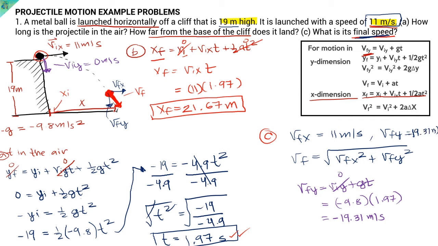And we now have a value for Vfx and Vfy. So let me put it here. Let's try to compute that. Square root of 11 squared plus 19.31 squared. Okay, we can now leave out the negative since it is squared. The answer for that is 22.22 meters per second. And that is now your final velocity for this situation. Any questions?